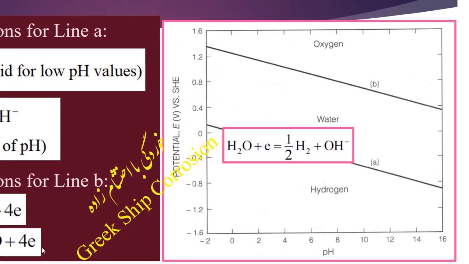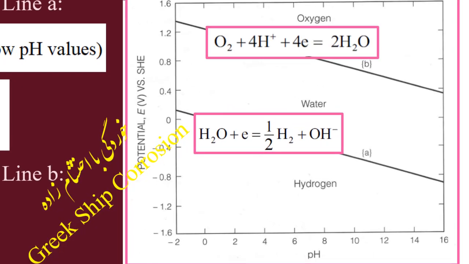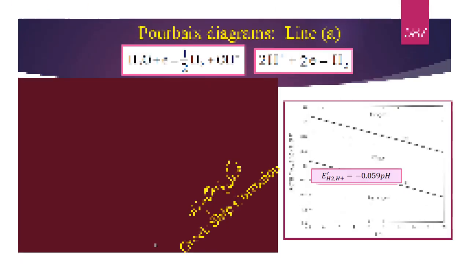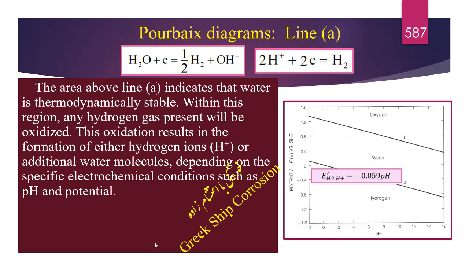Line A, line B. Line A. The area above line A indicates that water is thermodynamically stable. Within this region, any hydrogen gas present will be oxidized.